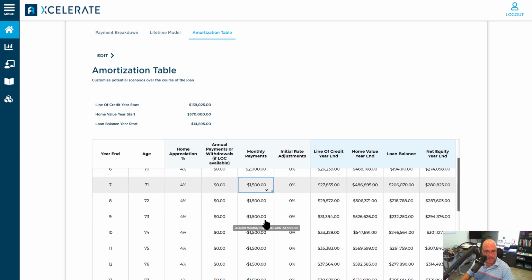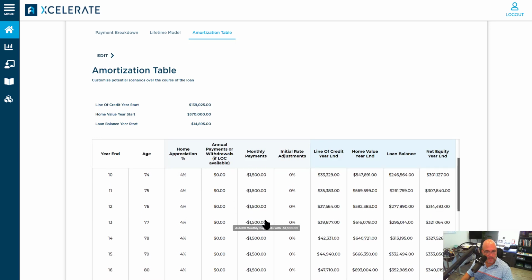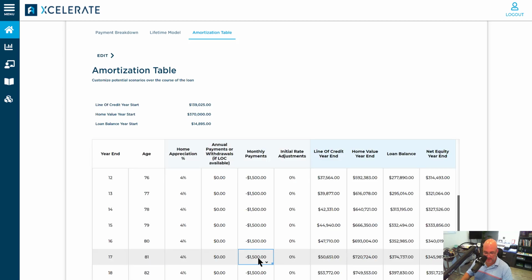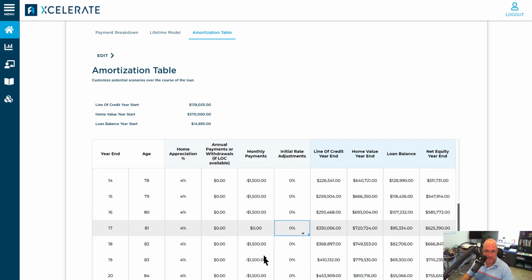So from year 7 through 16, let's just say she did that, and at year 17 turns that off and just decides to not make any more payments. And of course, voluntary payments are voluntary. You can make a $1,500 payment one month and zero the next. There's no issues with that.